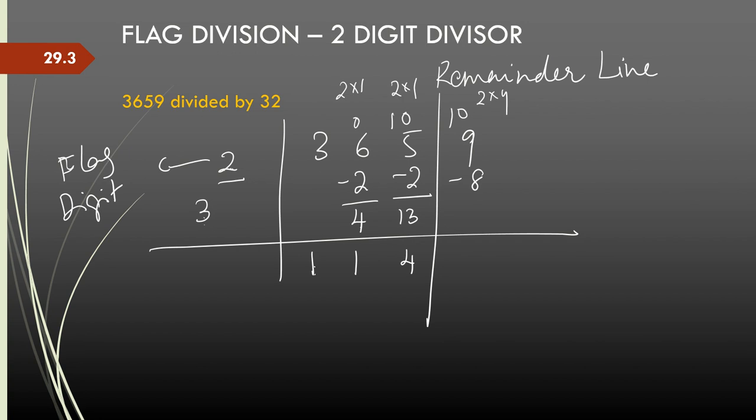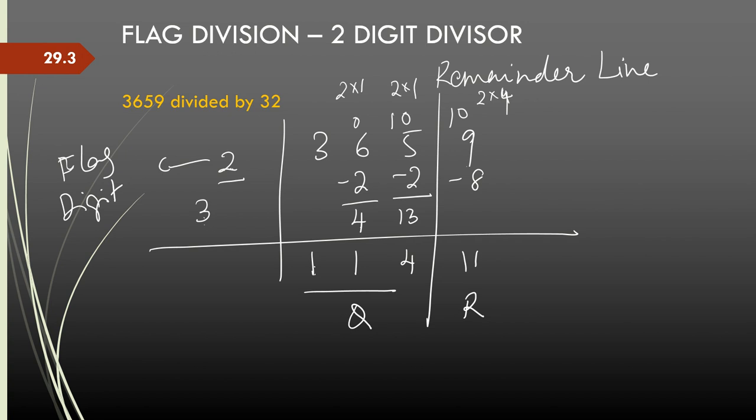I subtract this. I always subtract the adjustment. So 10, 19, and then minus 8 is 11. So 11 is the remainder of the division and 114 is the quotient of the division. If you noticed, I did not use the table of 32 to do the division. I only divided with the table of 3 and adjusted always by subtracting for the second digit in the divisor.